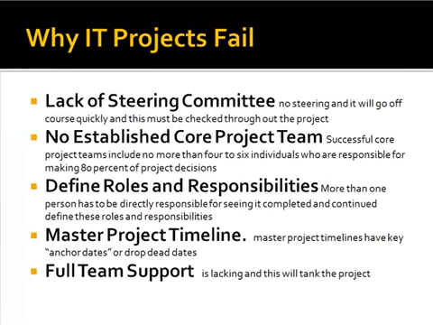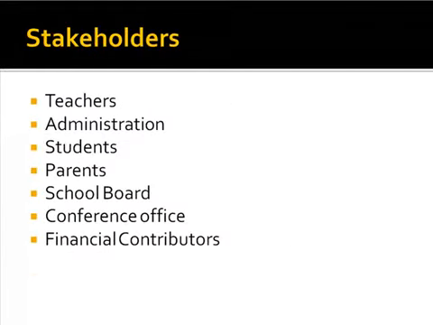You need to have a master project timeline. This is key. You've got to have some anchor dates, or basically what are called drop dead dates. If we don't make it by this date, there's no way we can proceed because we don't have this done. So you need to have some of this built in so that when it comes time to turning the switch and turning it all on, there's not 5 things that are still left undone. And you need to have the full team support. If it's lacking, the project's going to tank. It's really important that you've got several people on board and they're helping out.